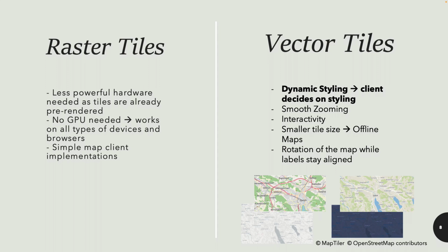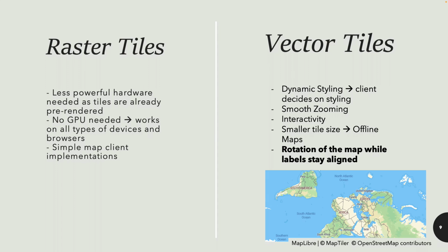Then you have a much better user experience. You have, for example, smooth zooming, so not the hard zoom levels which you have on raster tiles. You can, for example, rotate the map while the labels stay aligned. So if the map is rotated, you can still read the fonts. And then you have stuff like better interactivity. You can click on features on the map, and you get the information immediately displayed.